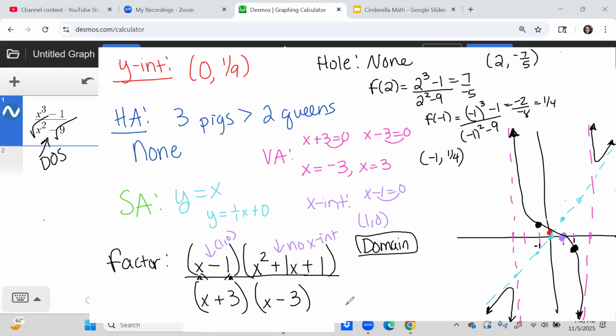All right, domain. All x's except the vertical asymptotes. So go -infinity to -3, which is the left pink line, and go between the pink lines, so -3 to 3, and the right pink line, 3 to forever. Range: I think everything, yeah. We didn't have a horizontal asymptote and we didn't have a hole, so I think range is just down forever, up forever. Yeah, I think so.